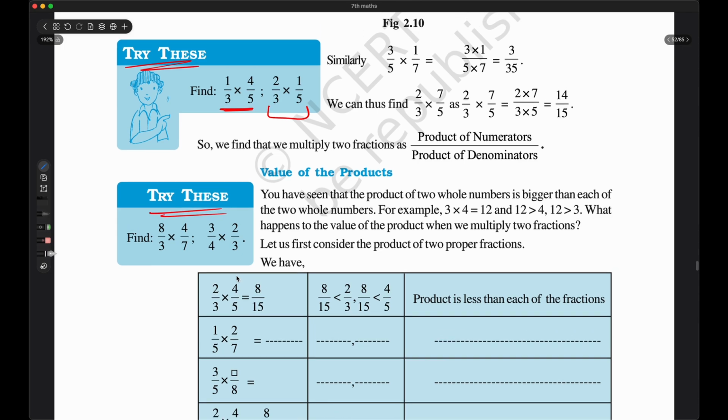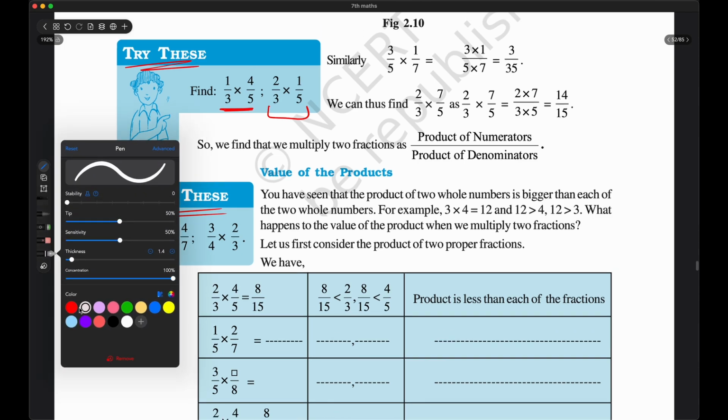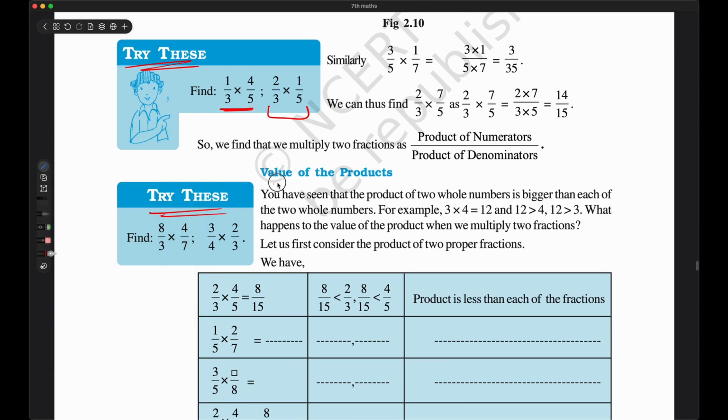In the next lecture we will cover the value of the products. Thank you.